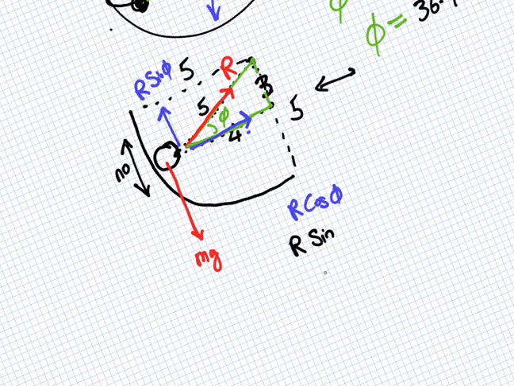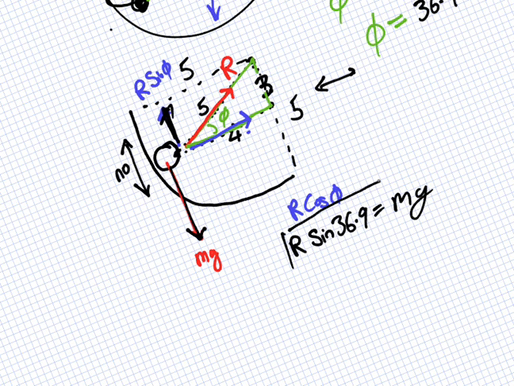This is weird. Okay, so this force here should equal this force here. So I can say R sine phi should equal mg. One goes up and one goes down.